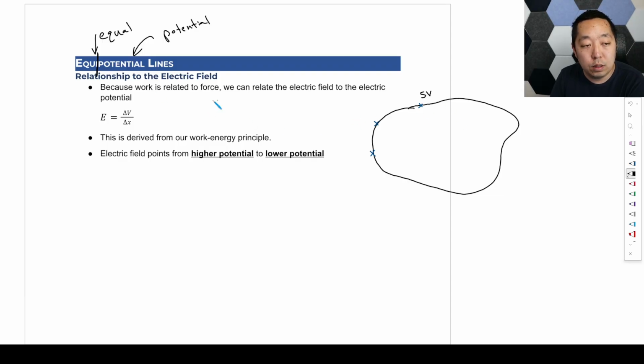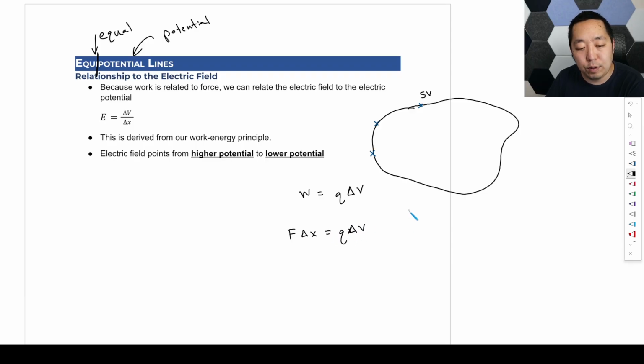Now, a couple of things that we're going to derive here: the relationship to the electric field. Because work is related to force, we can relate the electric field to the electric potential, and it's derived from our work-energy principle. So let's think about why that is. Remember, the work we do is Q times delta V. Depending on whether you're doing the integral form or the differential form, it's force times displacement equals Q delta V.